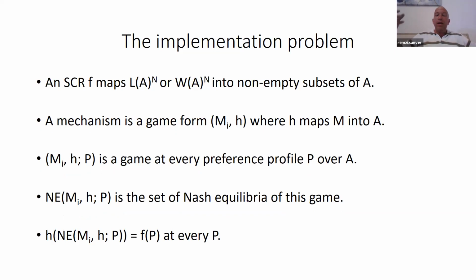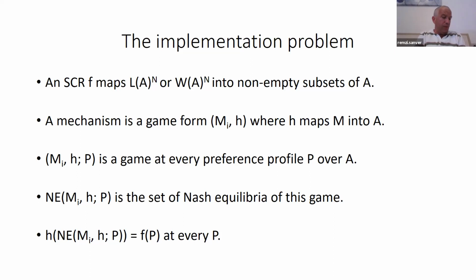And of course, the ingenious idea is the following. If at any preference profile P, I don't need to know it, whatever it is, when this game is played through the mechanism, through the institution I imposed, the Nash equilibrium outcomes equal what I would like to choose by F, then I say that this mechanism, this game form, implements F via Nash equilibrium.